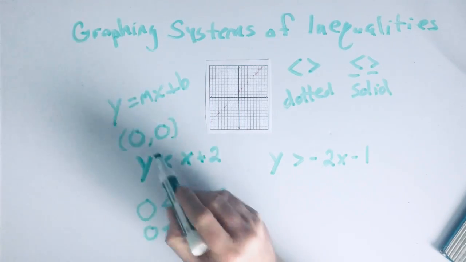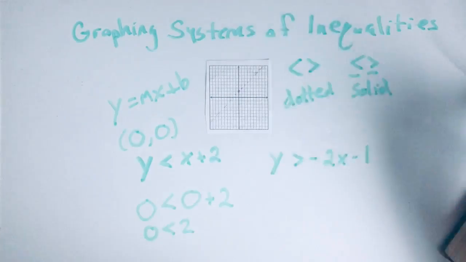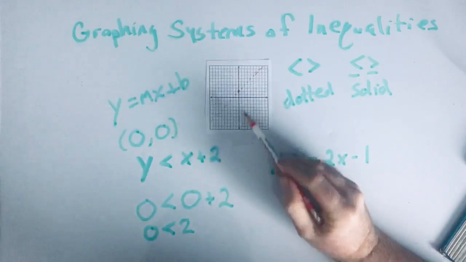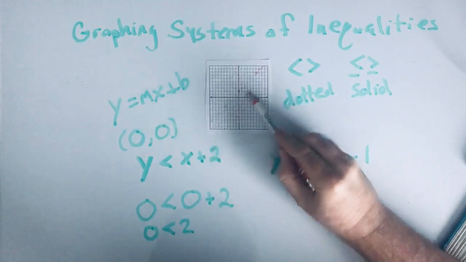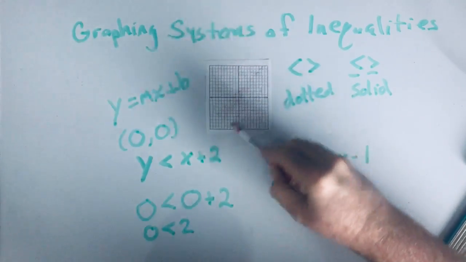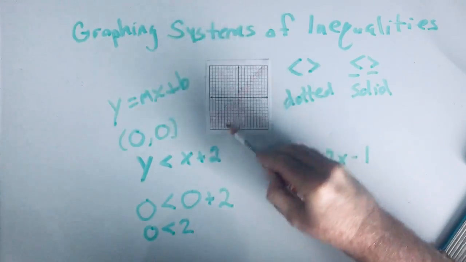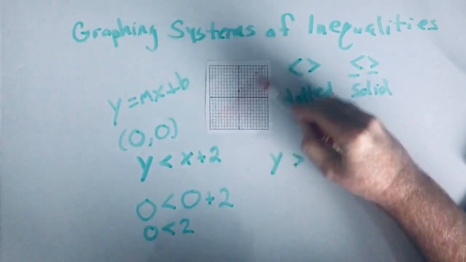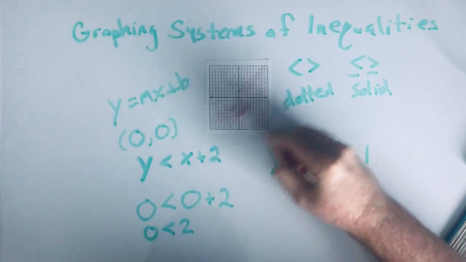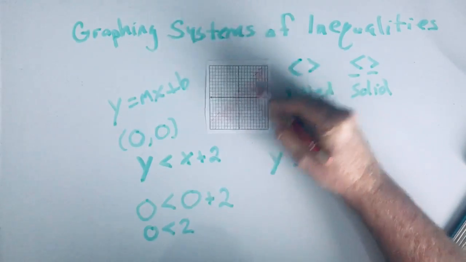So wherever 0, 0 exists in this plane, I can shade it red. So 0, 0 is on this side of the line, so I'm going to shade this side of the line red. Don't color it in super dark. You just want to get the idea that that's where the correct answer exists.